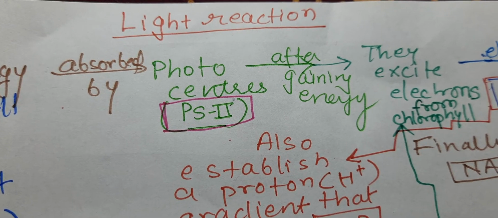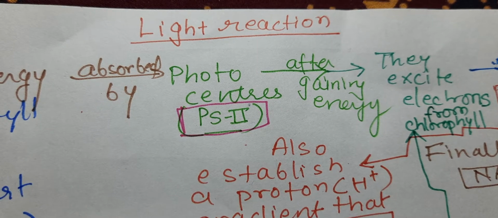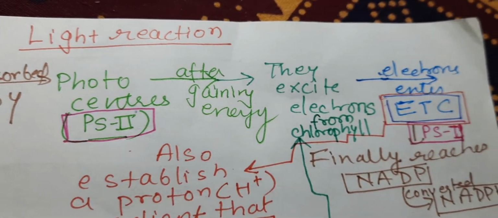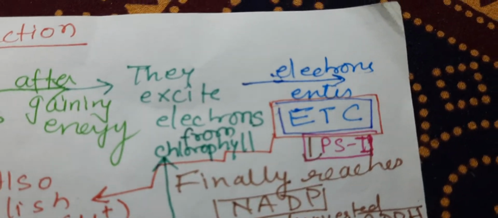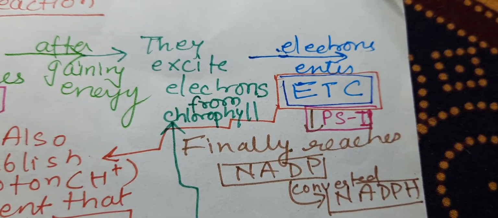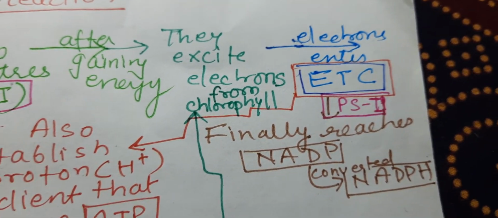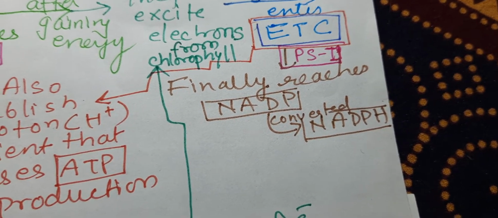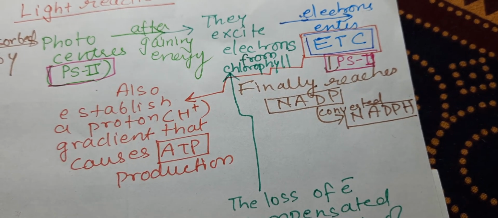2. Once this light energy is gained by photosystem 2, the electrons are excited from photosystem 2, and these electrons now move through the electron transport chain and finally reach photosystem 1. Photosystem 1 further passes this electron finally to NADP, and NADP is converted into NADPH.